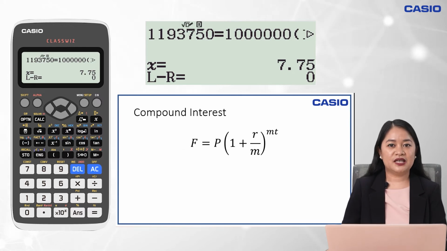The same method can be applied when a word problem involves compound interest. For compound interest, the maturity or future value is computed using this formula where M is the number of conversion period for 1 year. Just the same, not at all times the unknown is the maturity or future value. It can be the principal, the annual interest rate, the number of conversion period for 1 year, or the period of time in years.